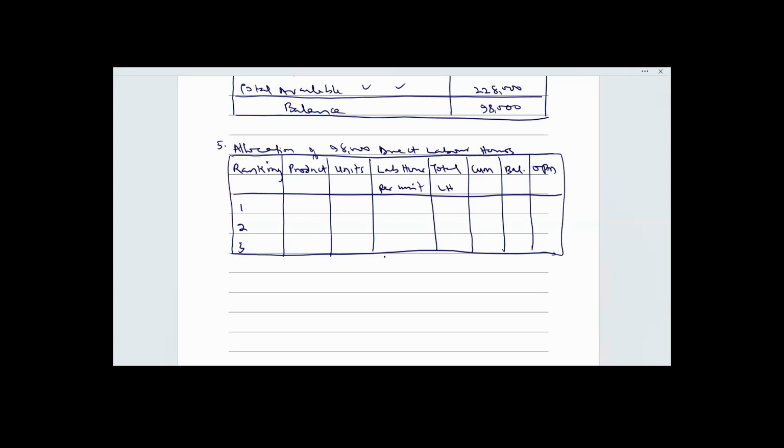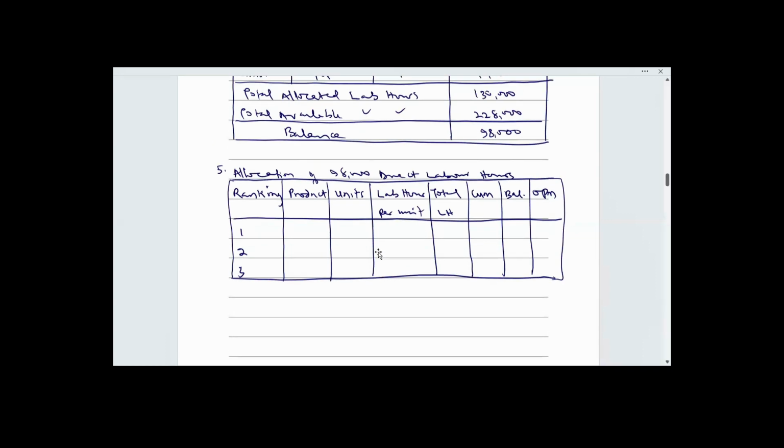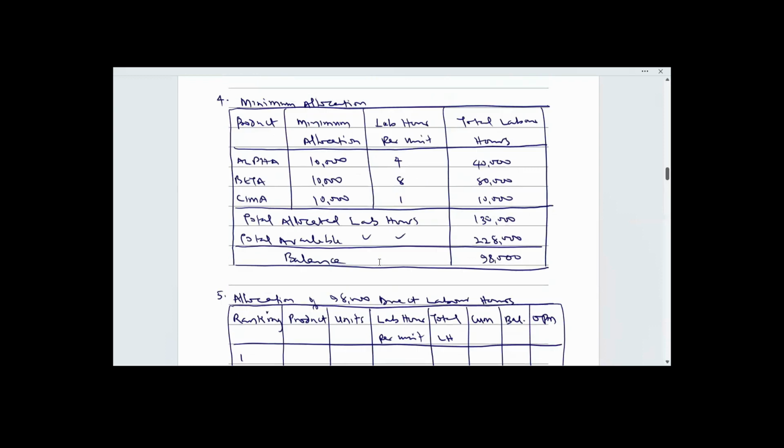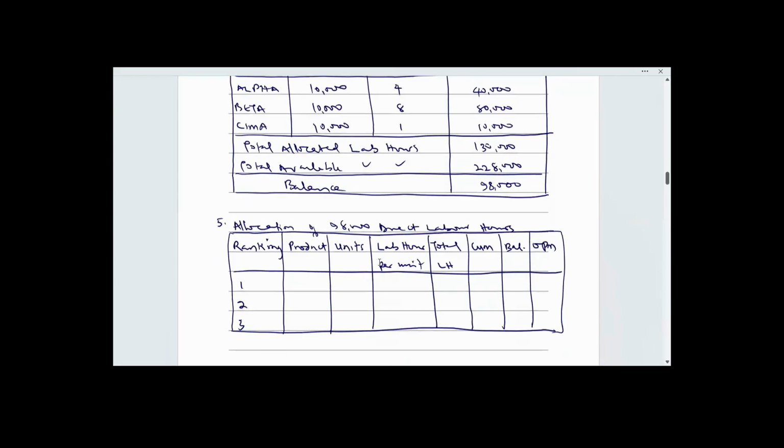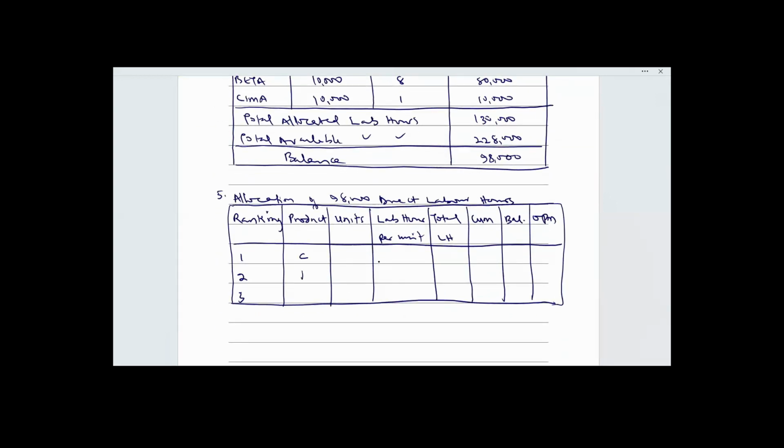Okay. So which product is number 1? Based on our ranking, the highest ranking is product CAB.